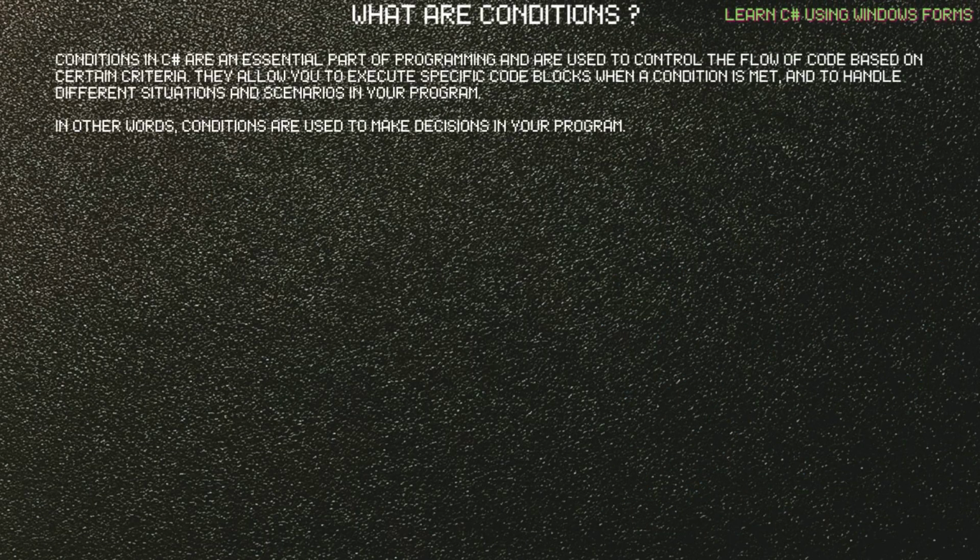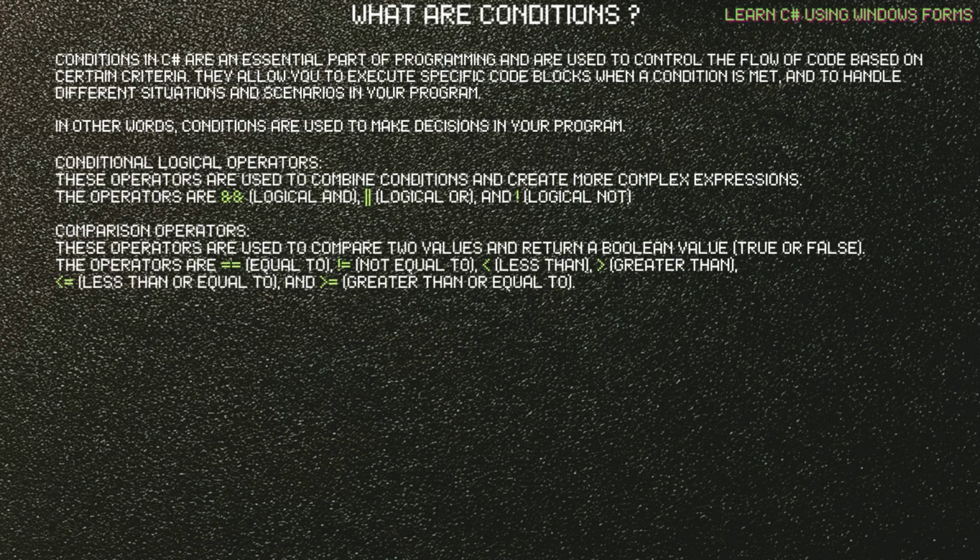What are conditions? Conditions in C# are an essential part of programming and are used to control the flow of code based on certain criteria. They allow you to execute specific code blocks when a condition is met, and to handle different situations and scenarios in your program. In other words, conditions are used to make decisions in your program.